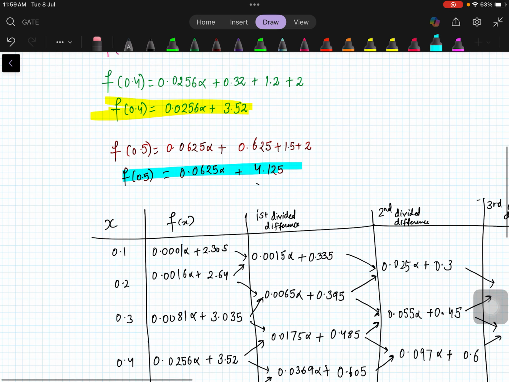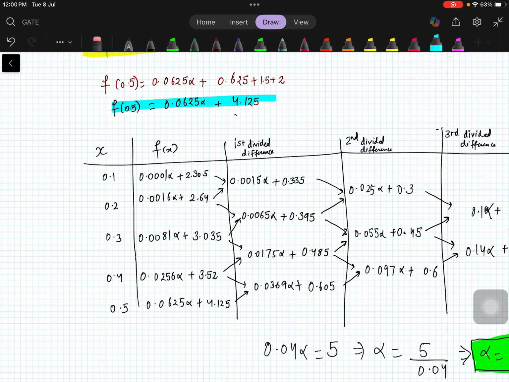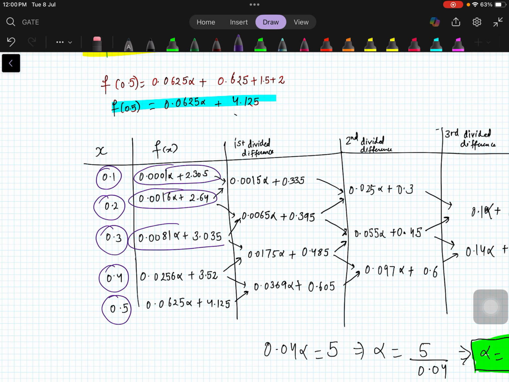So what I have done is I have prepared this table, which I hope you all know how to make. In the first column we are writing the values of x, and in the second column the function values f of x at these points. Then we are subtracting. For example, here, this minus this divided by 0.2 minus 0.1. Let me call this 1 and this 2. So this is 2 minus 1 divided by 0.2 minus 0.1.